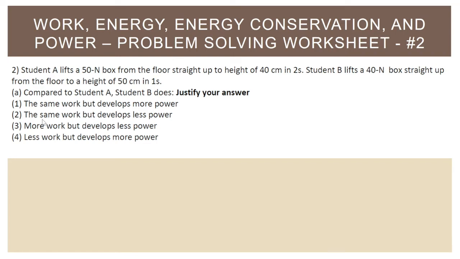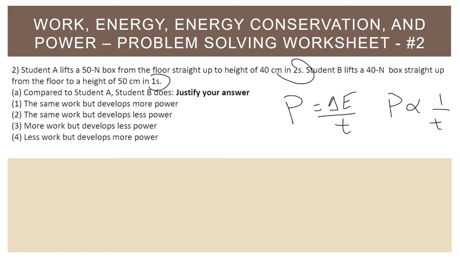According to the equation that we developed for power last week, power is equal to the change in energy over time. What that tells us is that the power is inversely proportional to the time. Student B takes 1 second, whereas student A takes 2 seconds. The fact that student B takes less time, and that these variables are inversely proportional, means student B develops more power, making the answer choice 1.